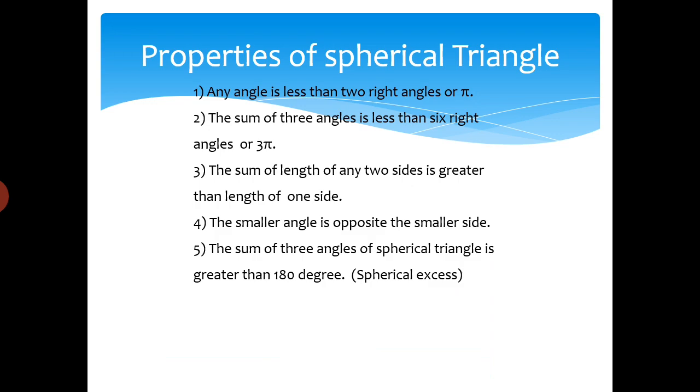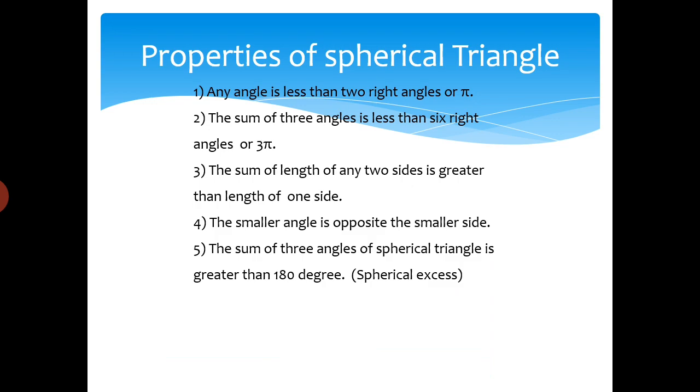Next, the smaller angle is opposite to the smaller side. It is the same as a normal triangle. That is, the length of the side in front of the smaller angle should be less, right? Next, the sum of three angles of a spherical triangle is greater than 180 degrees.